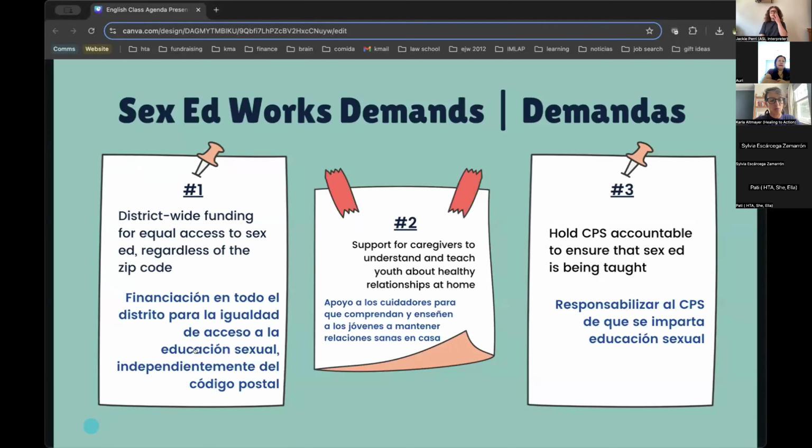So I want to share. I want to pivot to the Sex Ed Works demands and why, and what our campaign is focused on. Sex Ed Works is a result of survivors of gender-based violence who've been organizing with Healing to Action. And I'm going to turn it over to Audi to share more about why Sex Ed Works happened.